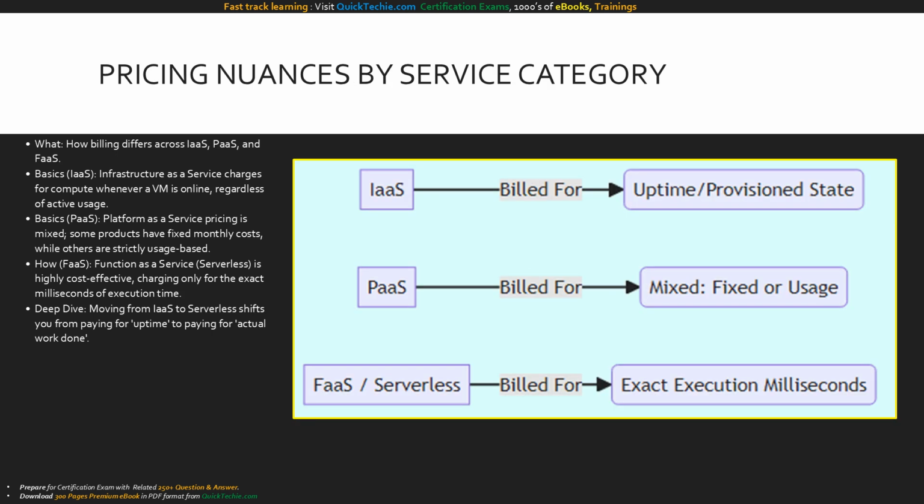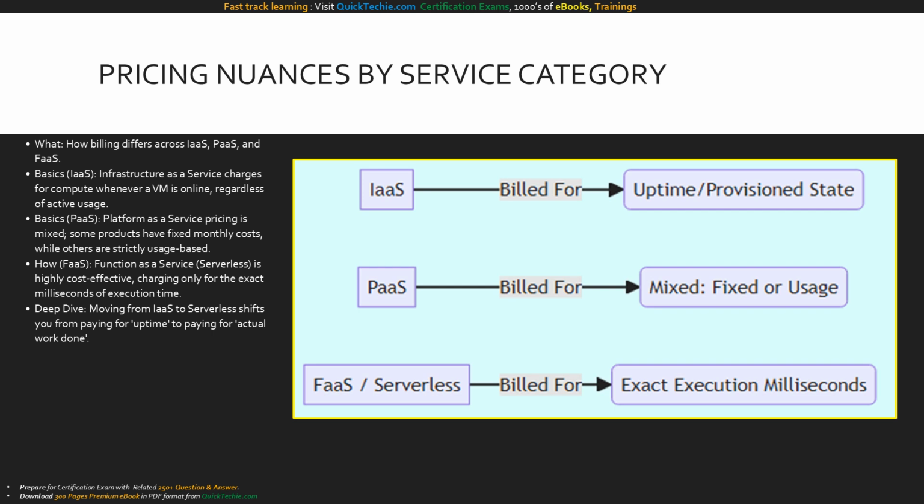Not all cloud services are billed the same way. Let's compare infrastructure, platform, and function as a service. With IaaS, like virtual machines, you are charged for compute power whenever the machine is online, regardless of whether it's processing requests or sitting completely idle. PaaS is a mixed bag. A managed database might have a fixed monthly fee, while a DNS service bills per query.